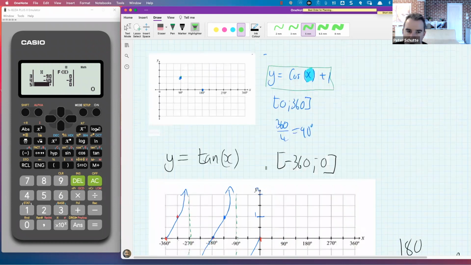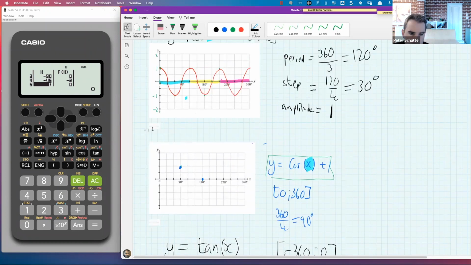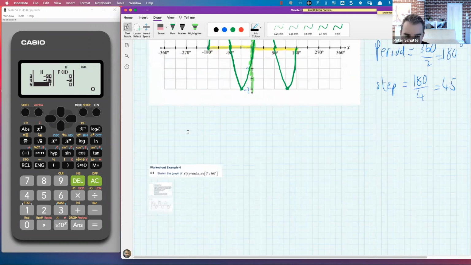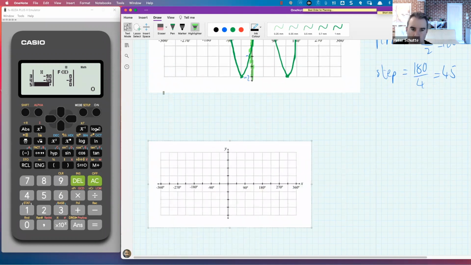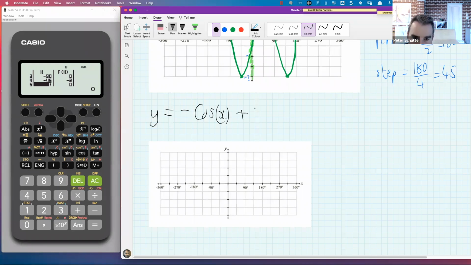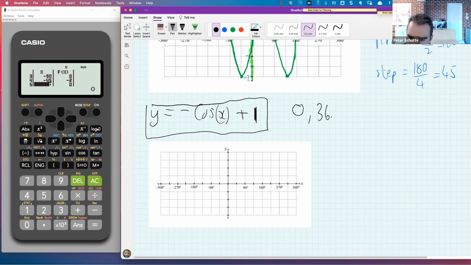Okay, let's squeeze in one more. Let me go grab another. I've just thought of a type of thing that I haven't done. So you are going to draw me the graph of y equals minus cos x plus 1. And you are going to draw it for me on the domain. Let's make it 0 to 360 again.